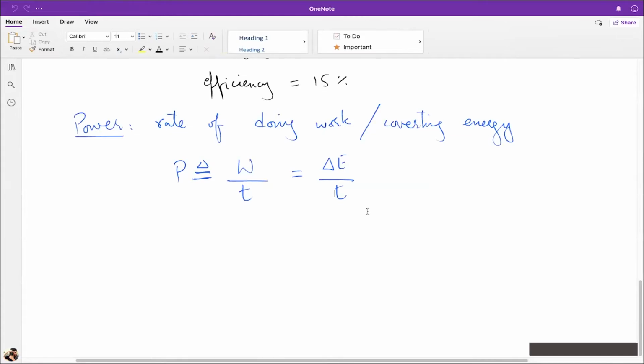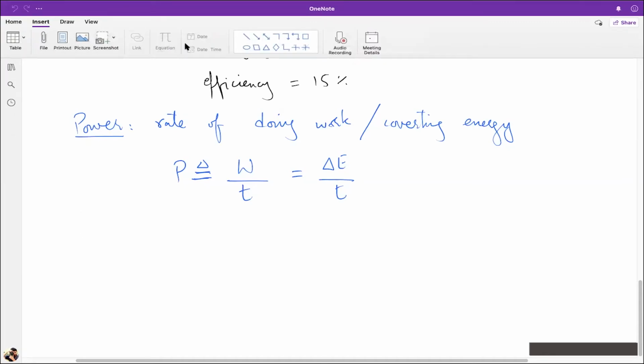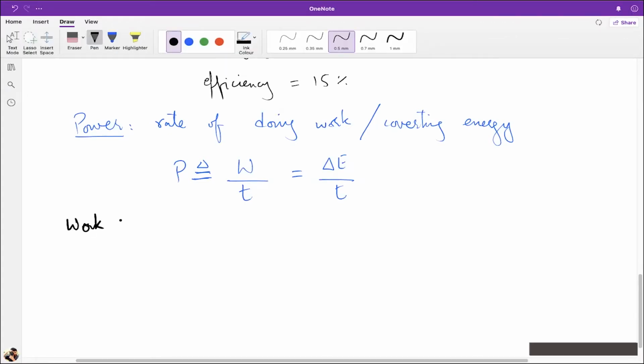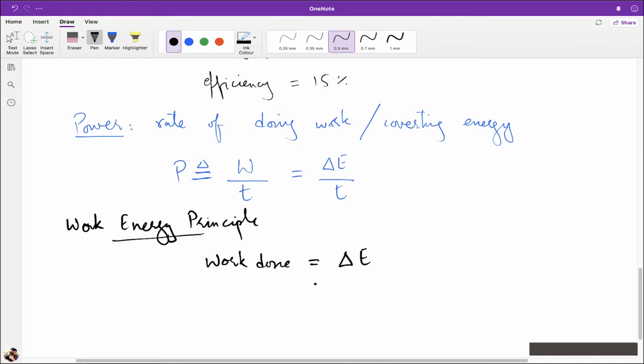Yeah, so that brings us to the work energy principle. What exactly is the work energy principle? The work energy principle simply says that work done is the same as the change that happens in energy. So change in energy is equal to work done. That's what it means. So if I were to write it here, the work energy principle will simply mean that work done equals the change in energy.